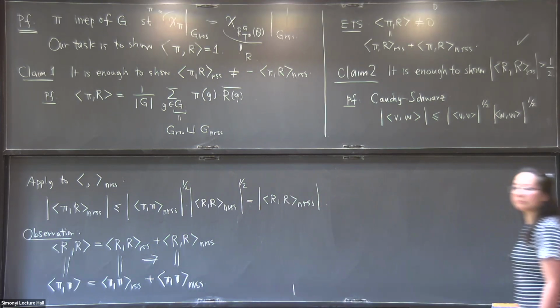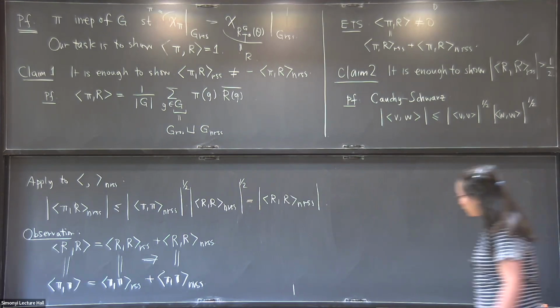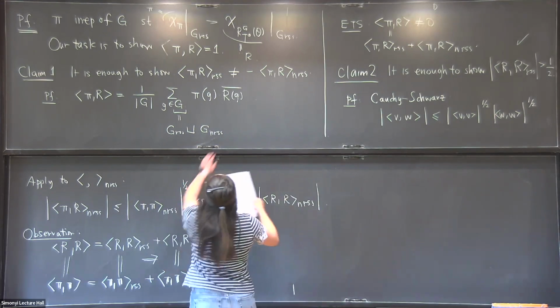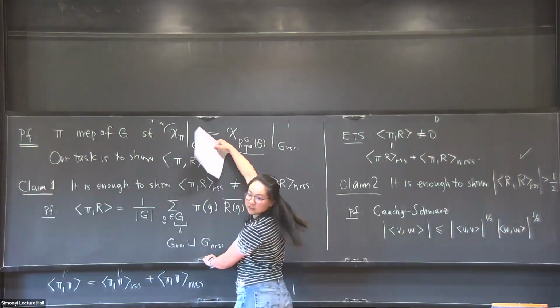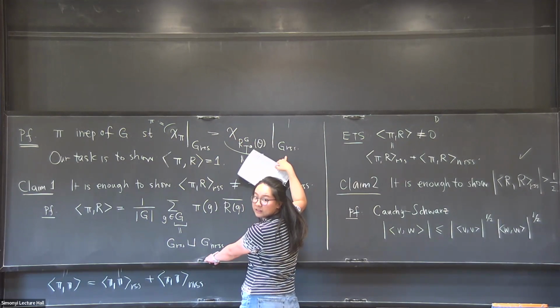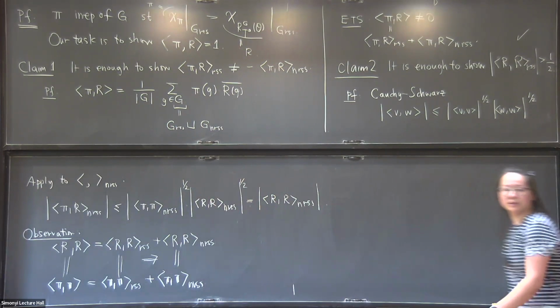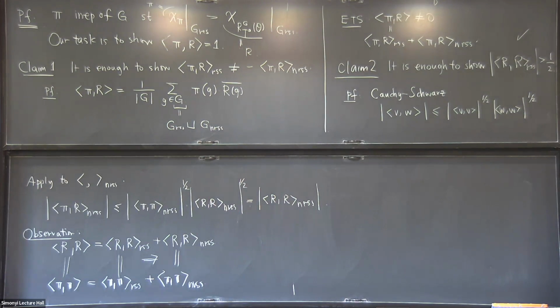this term. Could you just repeat why that second equality is true? The second equality is true because of this assumption. The two characters are the same exactly on this regular semi-simple locus. That's our assumption. So by assumption, these two things are true. They're true term by term.